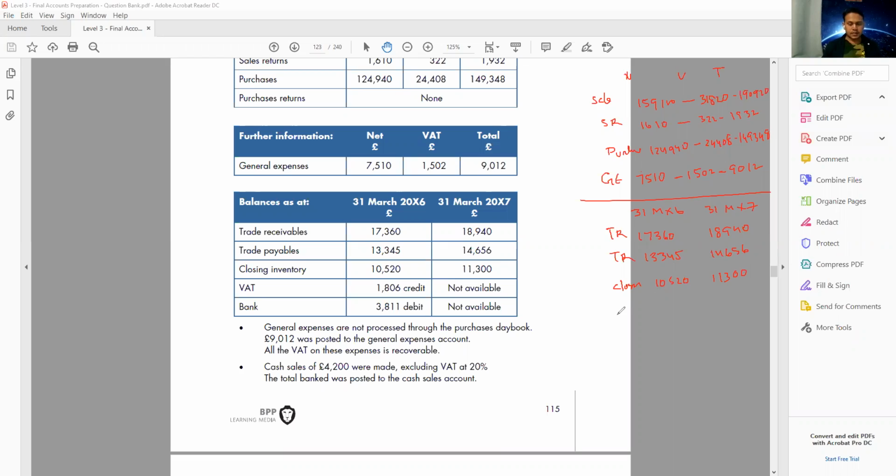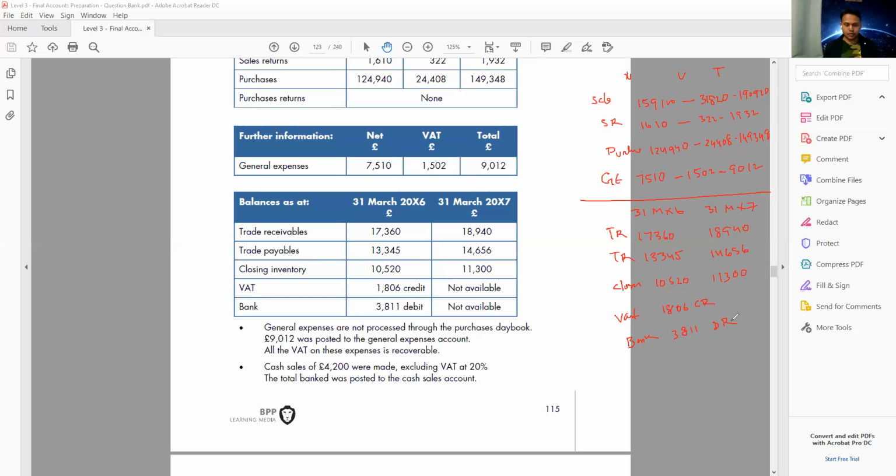Then you have VAT. For VAT, you don't have any closing balance, just the opening balance, 1,806 credit. And you have the bank. You have an opening balance of 3,811 debit. It's not an overdraft, it's the money you have.